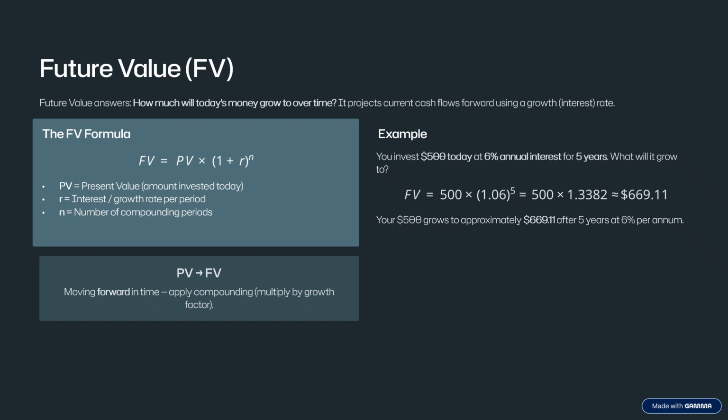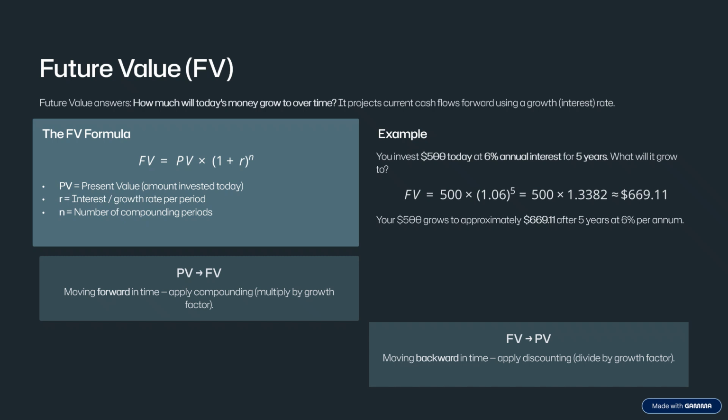Now, what are the key factors affecting the future value? The first one is the interest rate. If the interest rate is higher, the future value is higher. Why? Because money grows faster. The second one is the time period. The longer the time period, the higher the future value. Correct? Why? Because compounding works over more periods.